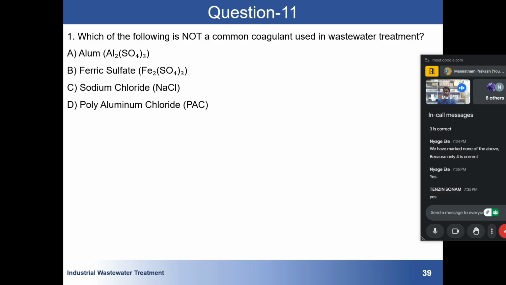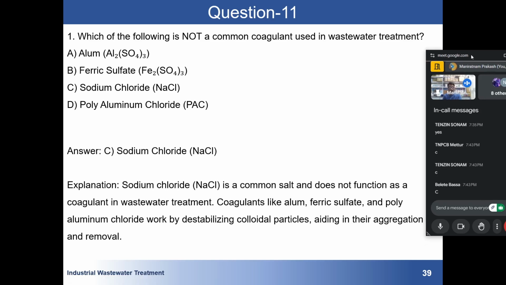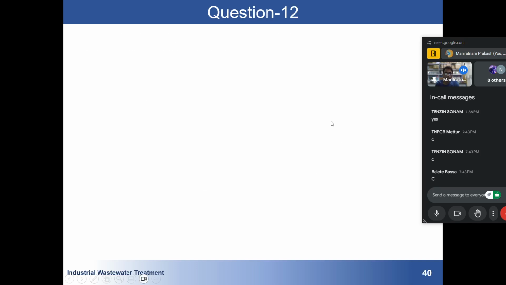Very simple question. C. Yes, sodium chloride is a common salt and does not function as a coagulant in wastewater treatment. Coagulants like alum, ferric sulfate, and polyaluminum chloride destabilize colloidal particles, aiding in their aggregation and removal. C was the correct answer.